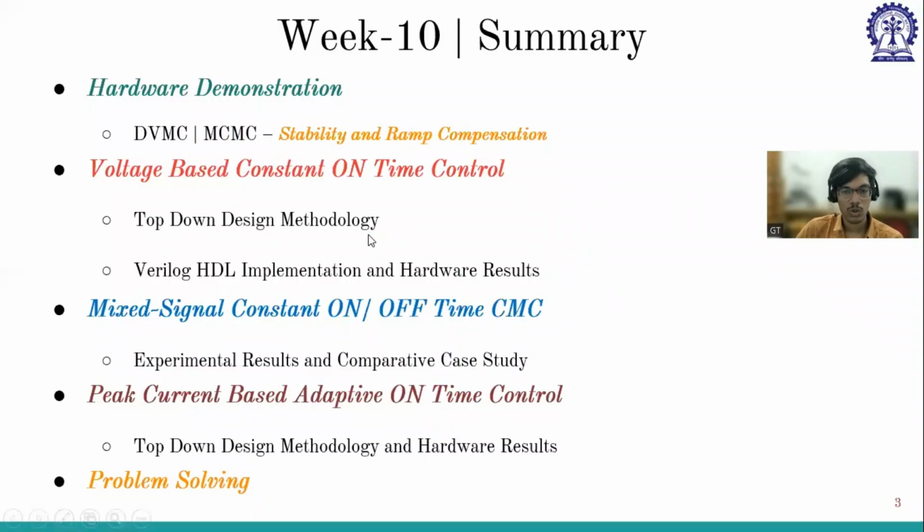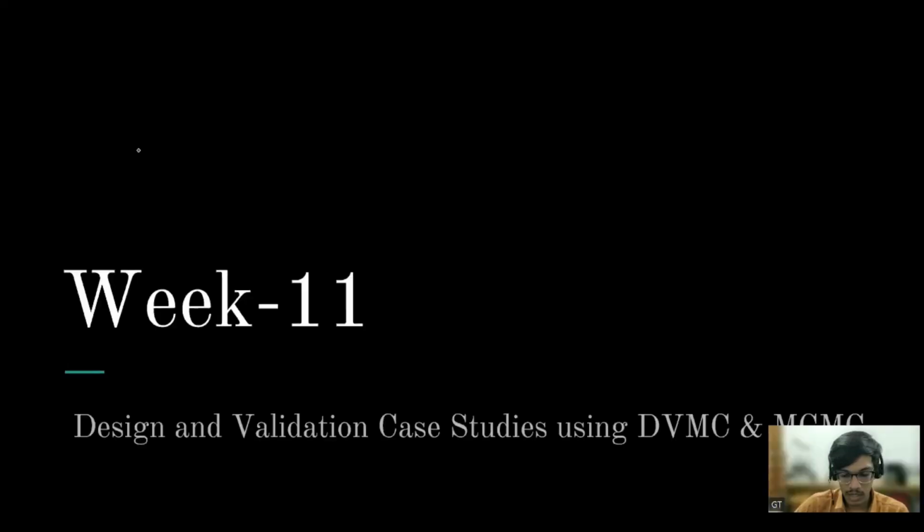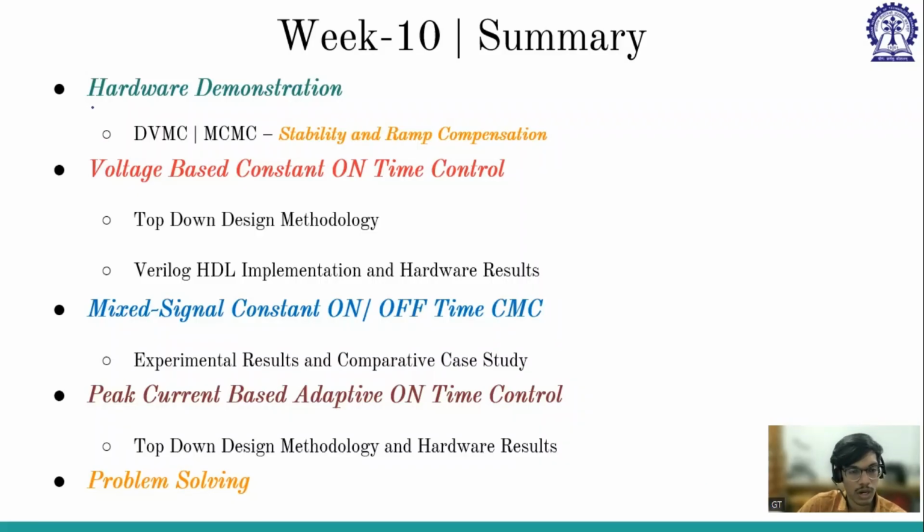To summarize, we started with the hardware demonstration of digital voltage mode control and mixed signal current mode control. We displayed a few pictures of the hardware while it is running, and we saw the hardware results and how the communication happens from the laptop to the FPGA to the signal conditioning board to the power stage, and how we display the data from the power stage on the oscilloscope.